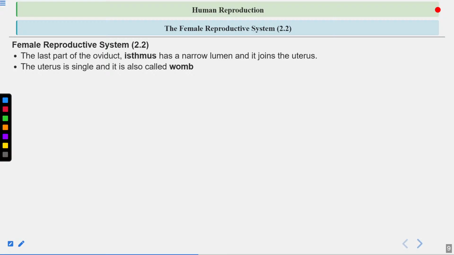Now let's talk about the uterus. The uterus is single and it is also called the womb. Okay, the uterus is known as the womb. In the uterus, fetal development occurs. When we talk about implantation, we will read that the blastocyst which is formed is implanted in the uterine wall. Okay, and then the growth of the fetus occurs. That's why the uterus is known as the womb. The growth of the fetus occurs in the womb.